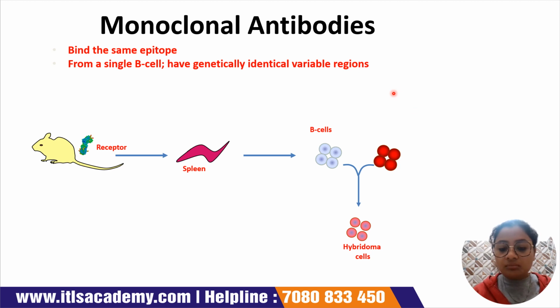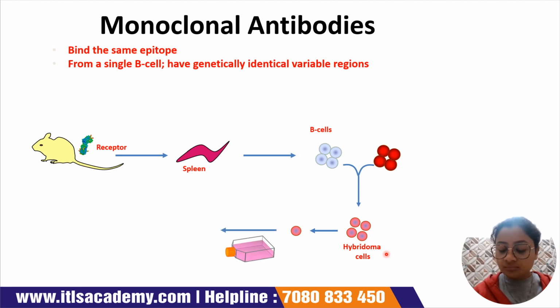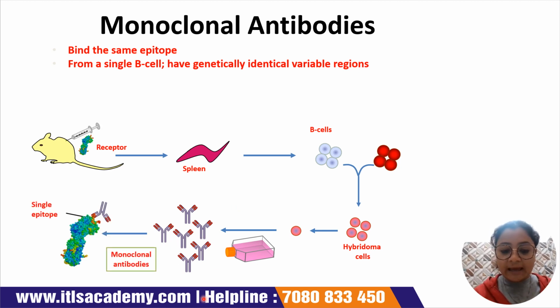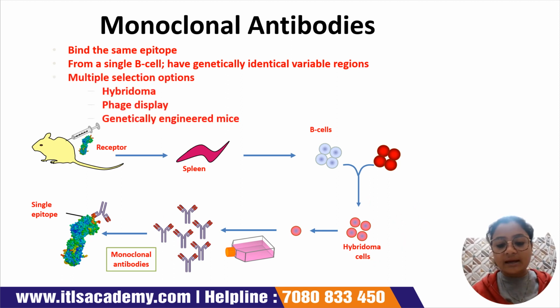Now, along with the B cells, they will form the hybridoma cells. The hybridoma cells will be cultured in a petri plate under laboratory conditions. From these hybridoma cells, we are developing millions and millions of monoclonal antibodies. These monoclonal antibodies will go and bind with the single epitope on the antigen. This is the antigen that was initially injected into the mouse, as a result of which the B cells were activated in the spleen. We isolated the spleen, we took the B cells and we cultured the hybridoma cells. From there we got the monoclonal antibodies.